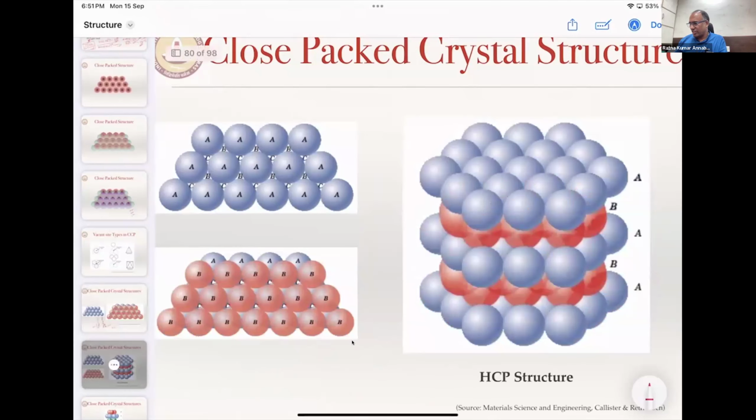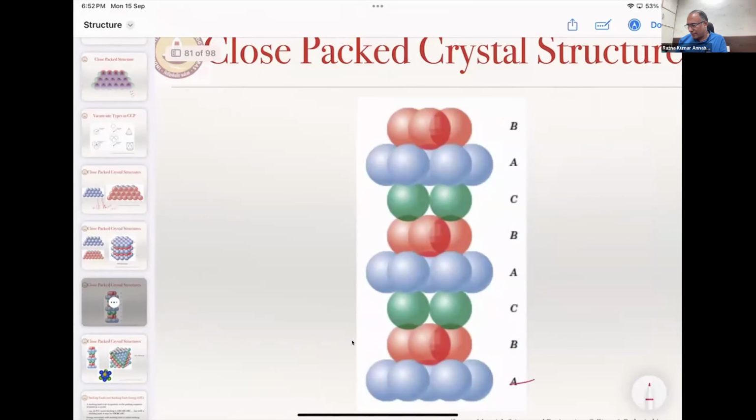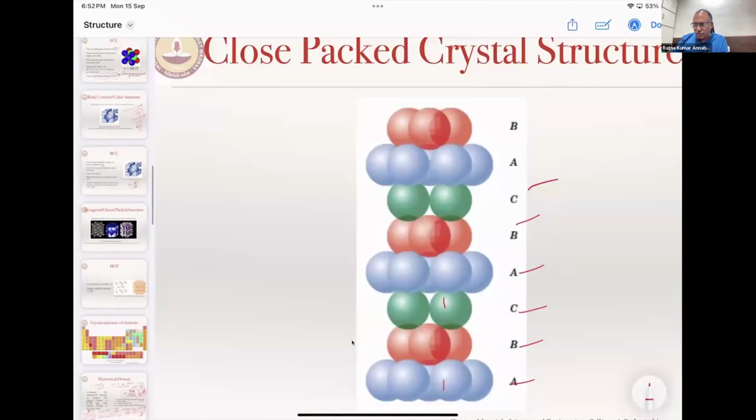Okay, this is your HCP. A, B, A, B, A, B. Like that, you will have infinitely packed. Whereas in FCC, you will have A, B, C, A, B, C. So 3 layers.